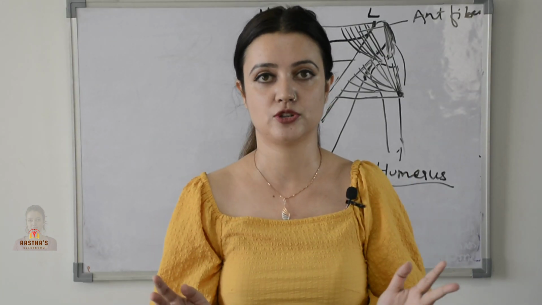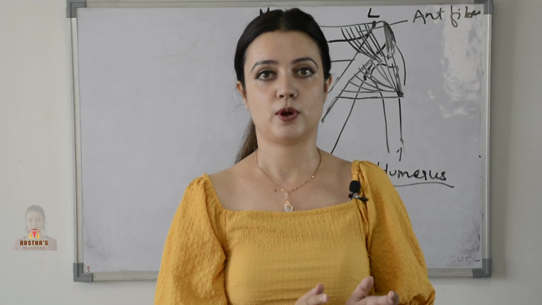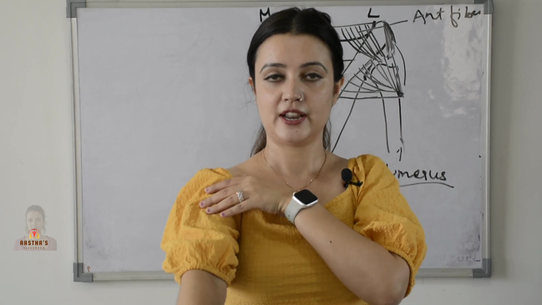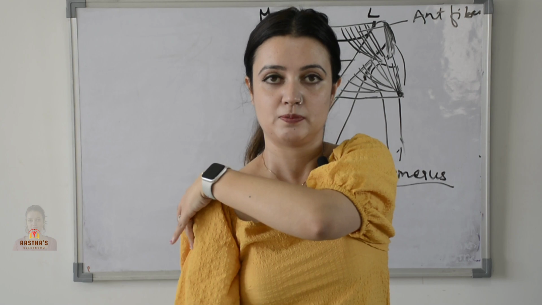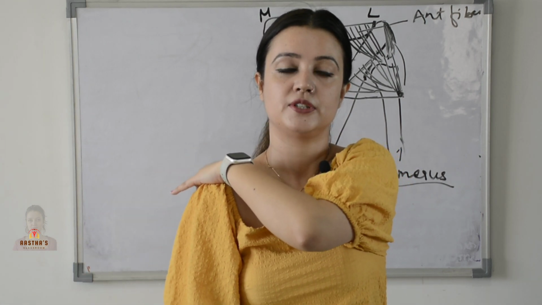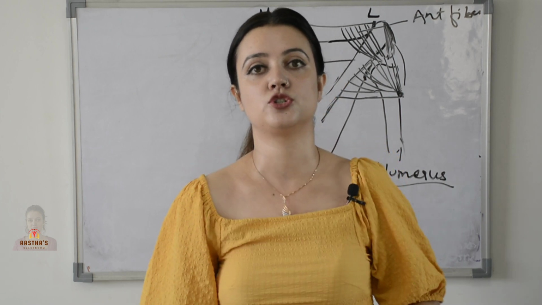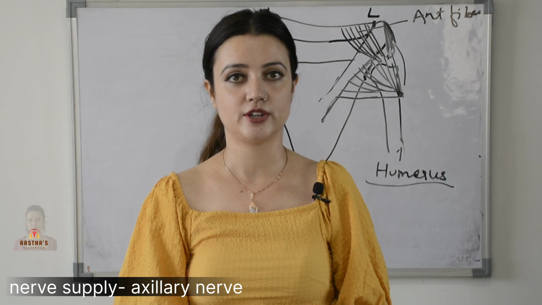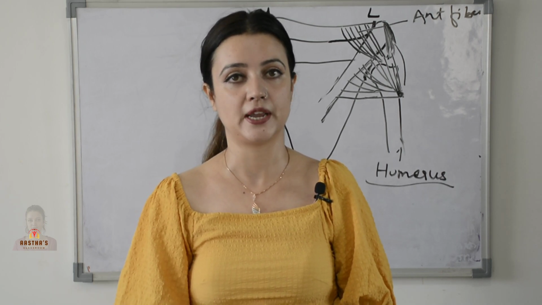Let's summarize the whole action part. The anterior fiber of deltoid is responsible for flexion and internal rotation. The middle fiber is responsible for abduction of shoulder joint, and the posterior fibers are responsible for lateral rotation and extension of the shoulder joint. The nerve supply to deltoid is provided by axillary nerve, which is a branch of posterior cord of brachial plexus.